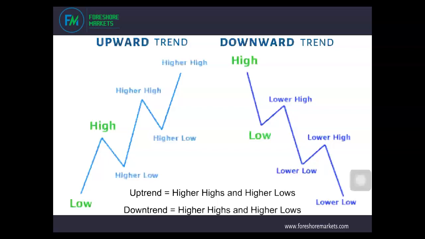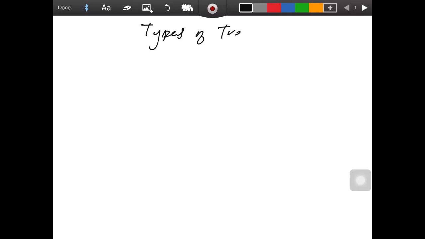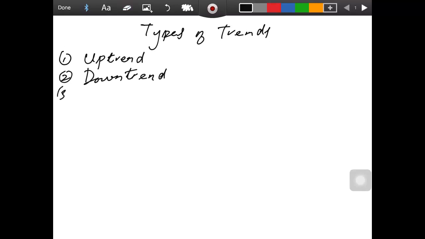So what are the different types of trends in technical analysis? What are the different types of trends in the market? Simply meaning, how does the market behave? Let's break that down into types of trends. The different types of trends we have are one, uptrend, two, downtrend, and then three, sideways market.